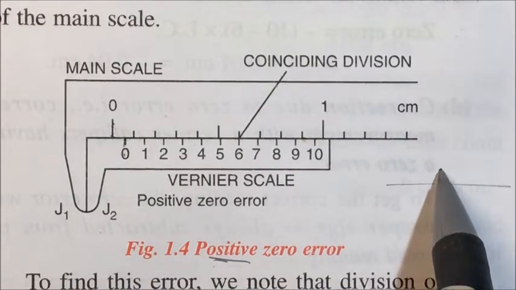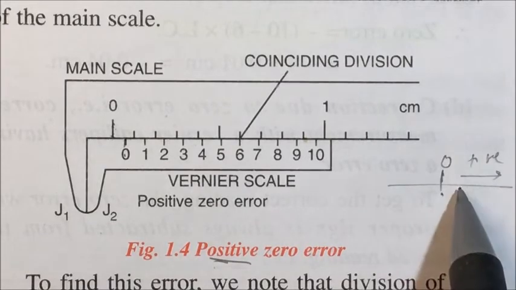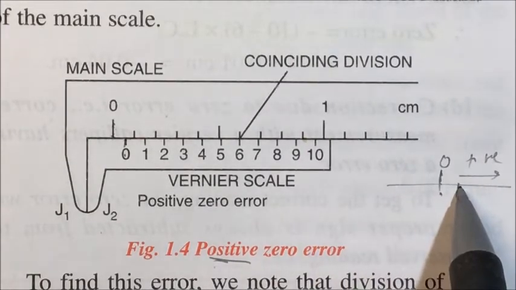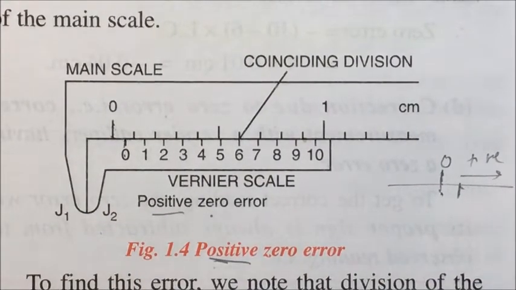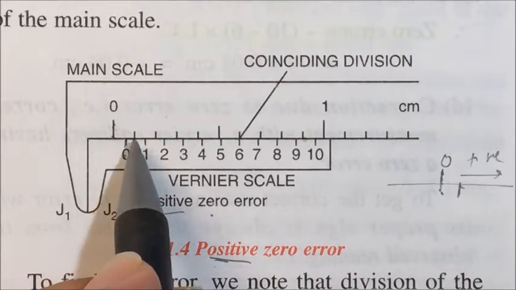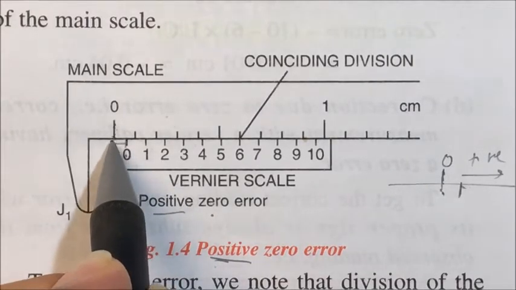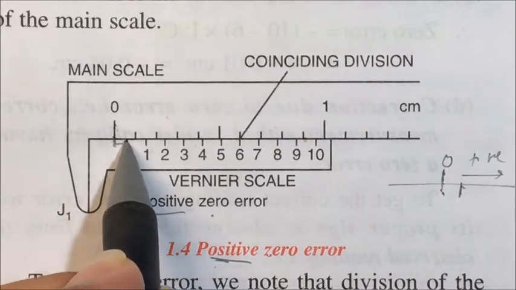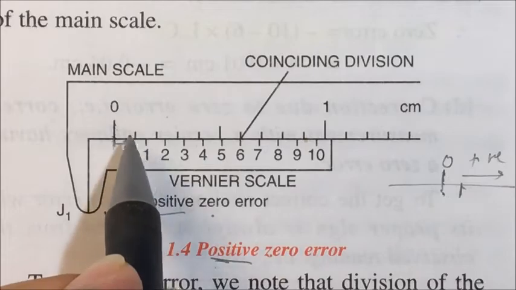If this is zero of the main scale, on this side we are having positive. So zero of the vernier scale is lying somewhere here. So it is on the positive side of the zero of the main scale. So this is called positive zero error. It is lying ahead of the zero of the main scale. So we have to calculate this length, and this will be our positive zero error.